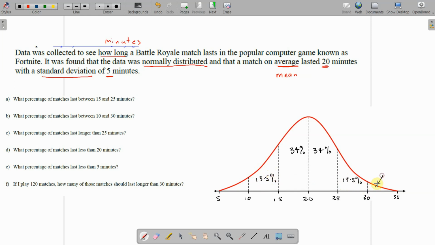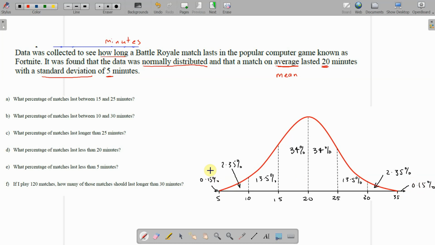Over here, let's do a little arrow, it's hard to fit. And in 30 to 35 minutes, only 2.35% of the games played last between 30 and 35 minutes. Same down here, between 5 and 10 minutes, 2.35%. Now we won't be able to fit it on the graph here, but down here in these extremes, the lowest extreme is 0.15%, and the same up here above 35 is 0.15%.